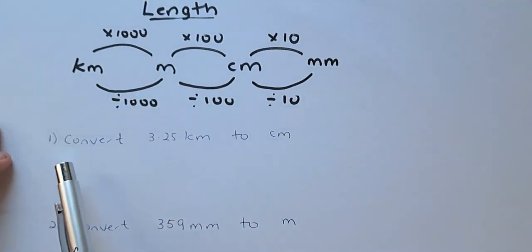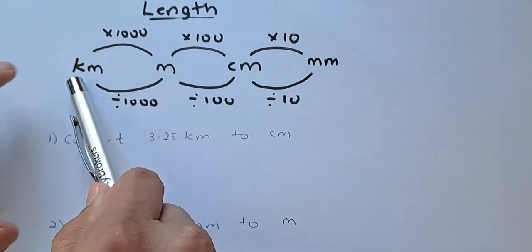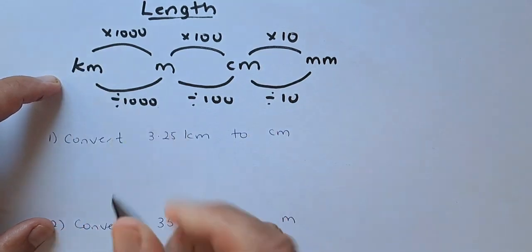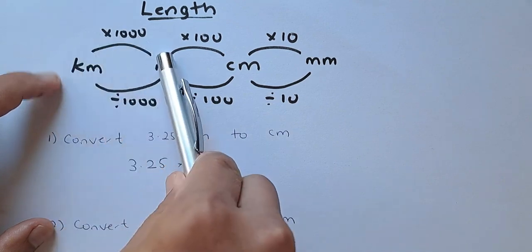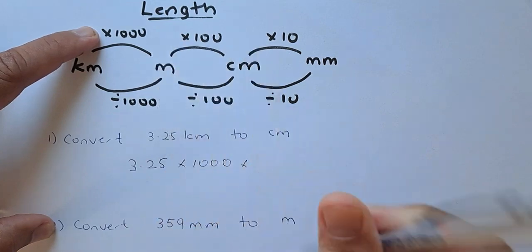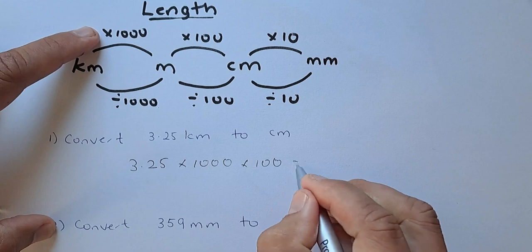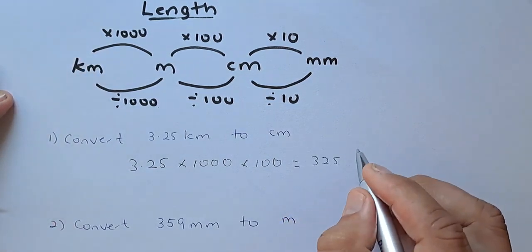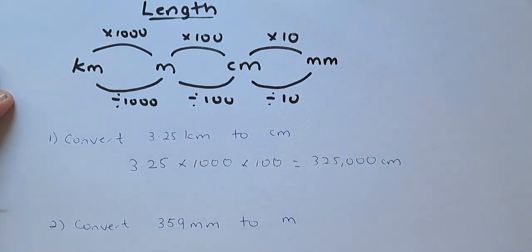If you are to convert 3.25 kilometers to centimeters, we are here and we want to go there. We take 3.25, multiply by 1,000, and then multiply by 100 to get to centimeters. You put it in your calculator and the answer is 325,000 centimeters. That is not too bad, right?